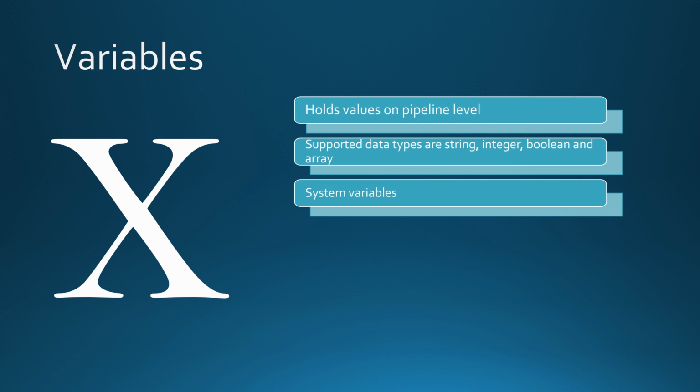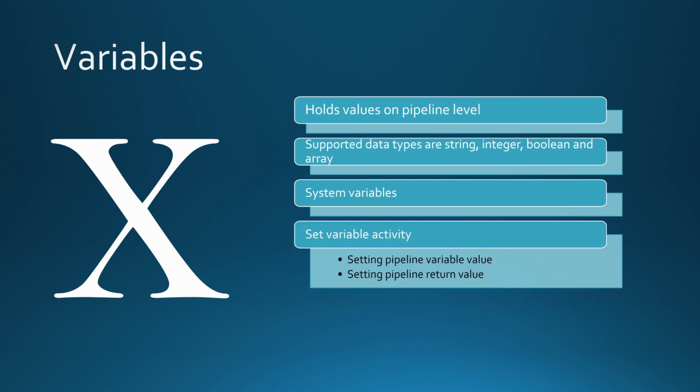The most important activity from the variable point of view in the Data Factory is the set variable activity. This is used for setting the variable values. Also, this allows setting pipeline return values that we are not going to cover in that much detail in this video, but basically pipeline return values would allow you to send a return value from a nested pipeline to a pipeline that is calling the nested pipeline.